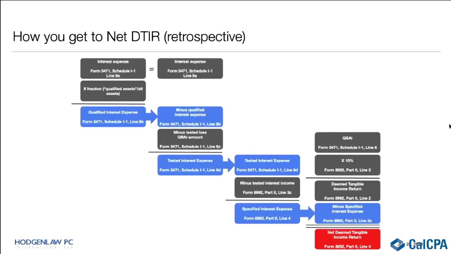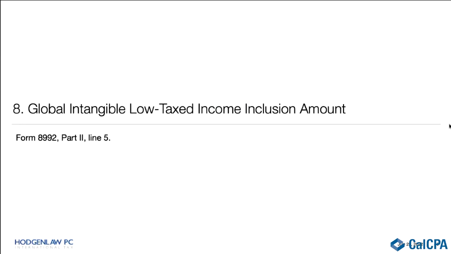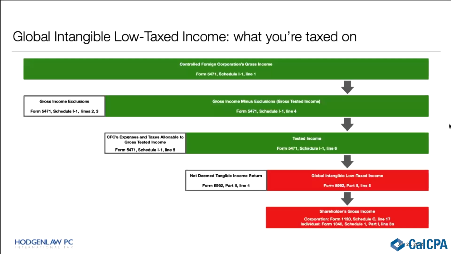So again, a long involved calculation. In my experience, you've got to do a lot of stuff by hand. And at the end, you end up with a number net of some or all of your interest expense as the actual allowable net DTIR, which reduces your global intangible low-taxed income. And so finally, we come, thank God, to the exclusion amount.